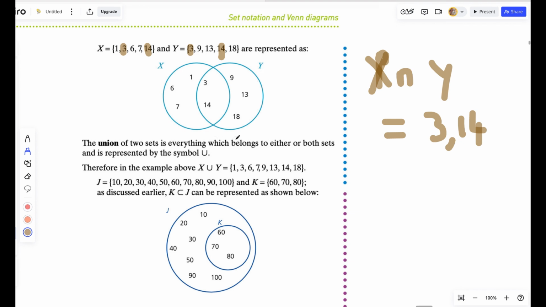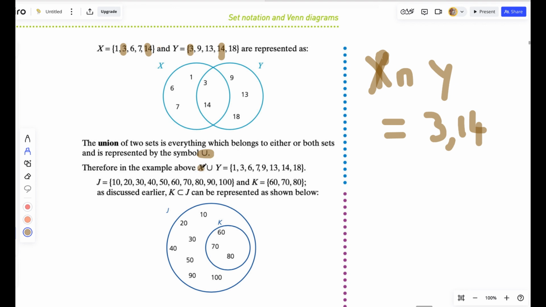Okay? Now, what is a union? Let's go to the union of two sets. The union of two sets is everything that belongs to either of the sets or both of the sets. The symbol is something like U. Intersection is like N, and the symbol for union is like U. Now, for example, let's find the union of X and Y. It means every number that is here must be written out in the union, both X and Y. But don't repeat a number twice.